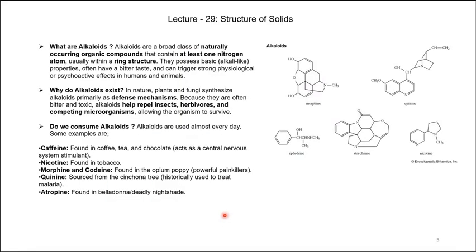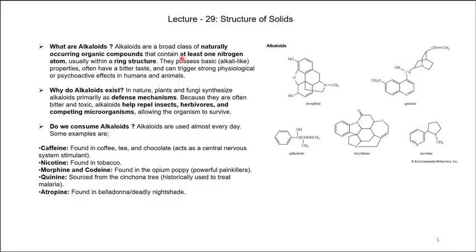Now we are talking about alkaloids. In a broad sense, alkaloids are naturally occurring organic compounds that must have at least one nitrogen atom, usually in the ring. These compounds often have a bitter taste and can trigger strong physiological and psychoactive effects in humans and animals.